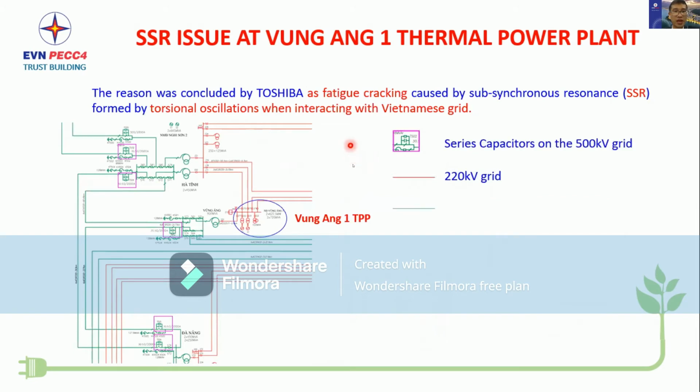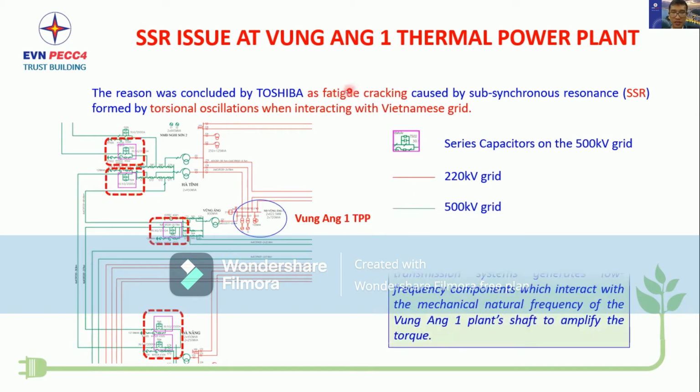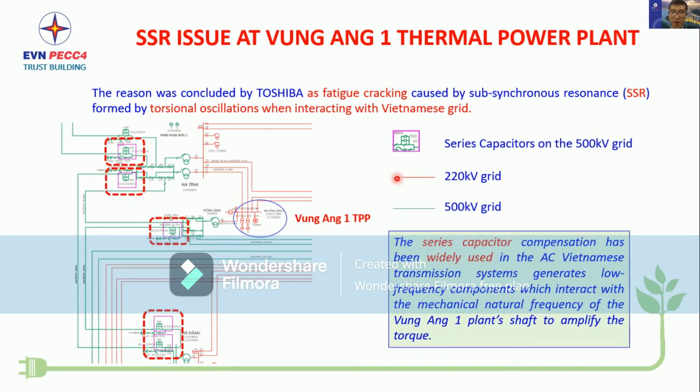Then Toshiba concluded that a fatigue crack caused by the sub-synchronous resonance was formed by the torsional oscillation when interacting with the Vietnamese grid. As you know, in the Vietnam power system, series capacitor compensation has been widely used. This generates a low frequency component which interacts with the mechanical natural frequencies of the Vũng Áng 1 plant shaft to amplify the torque.